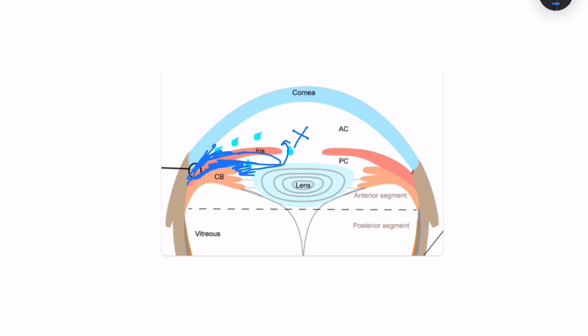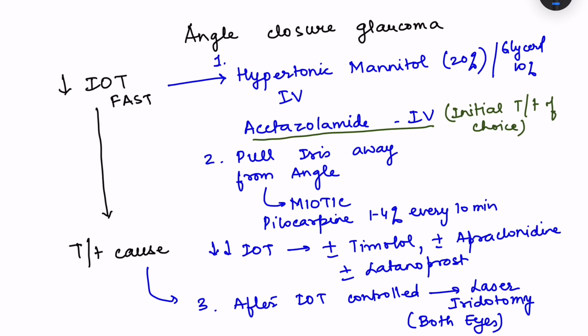So what to do in this case? Well, this case is like an acute attack of increase in intraocular tension. So we have to decrease the intraocular tension fast. And we have seen in the routes of administration that when it is an emergency condition, we go for IV drugs. So what are the IV drugs we will use? The initial drug of choice in this case is acetazolamide, the carbonic anhydrase inhibitor, and it is given IV. Even hypertonic mannitol 20% can be given IV.